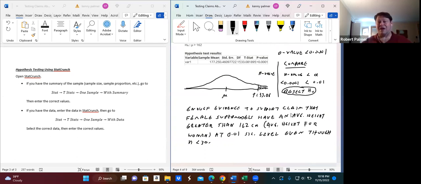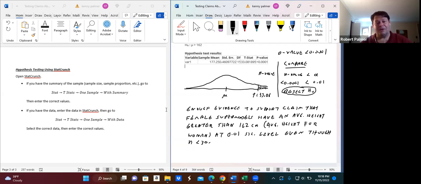You also saw some examples of not rejecting the null hypothesis in the previous video on testing claims about proportions. In that case, if the p-value is larger than alpha, you do not reject the null hypothesis. You just add this statement, not enough evidence, and then the rest would be the same.